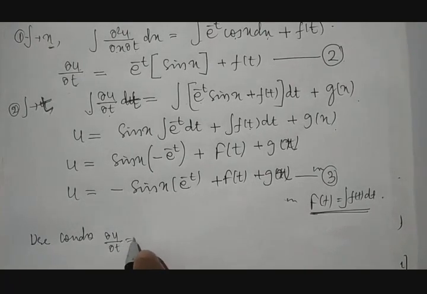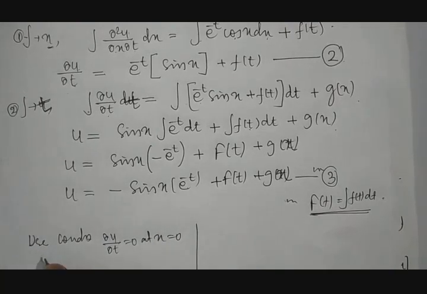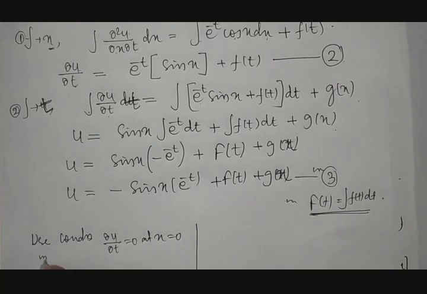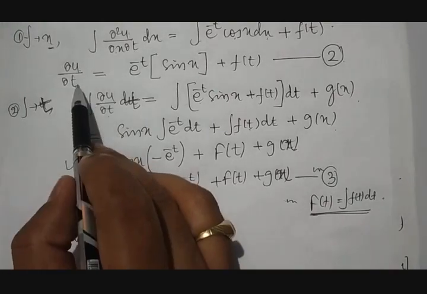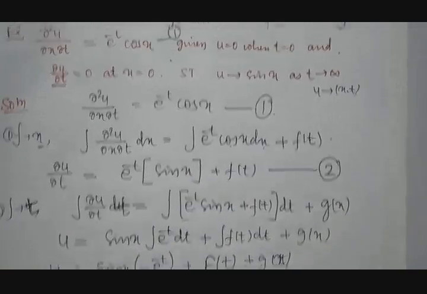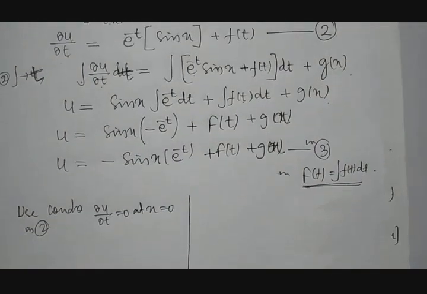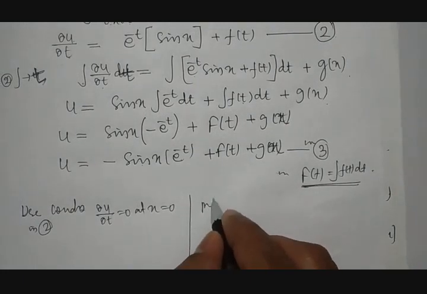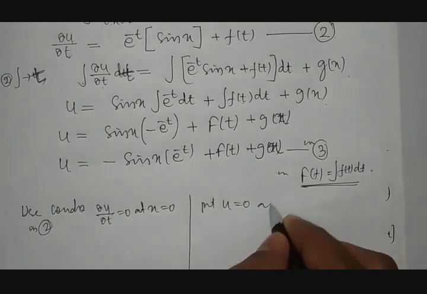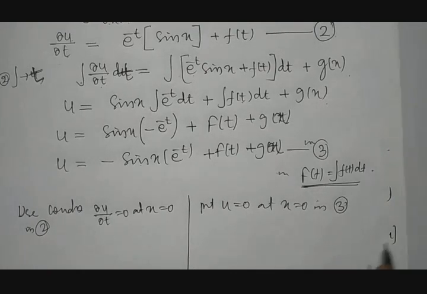What are the conditions given here? Dou u by dou t is equal to 0 at x equal to 0 is given. So this we will use in equation number 2 because dou u by dou t is available here. Then the other part given is u is equal to 0 at t is equal to 0. Therefore, put u is equal to 0 at t is equal to 0 in equation number 3.